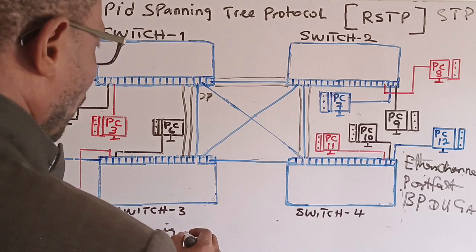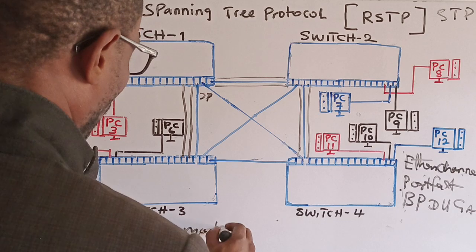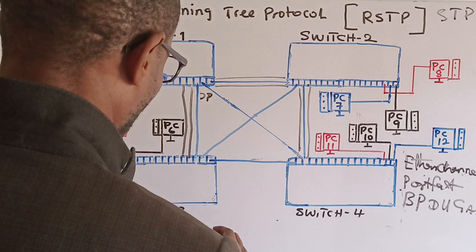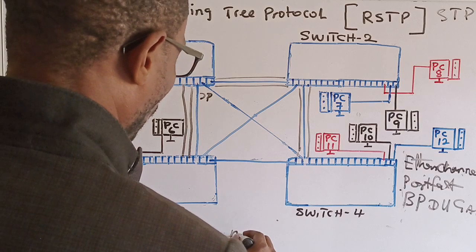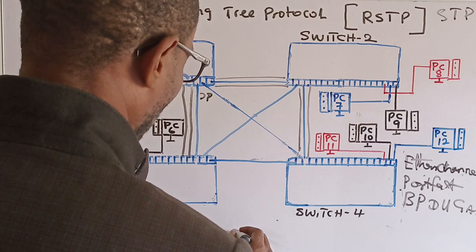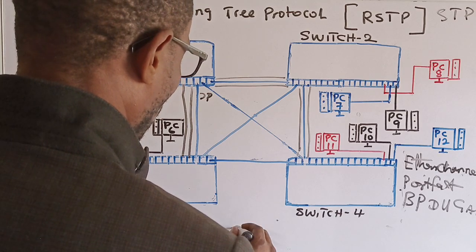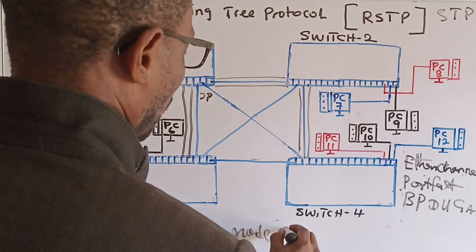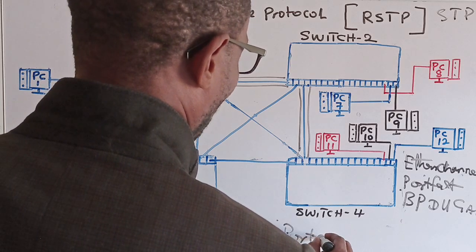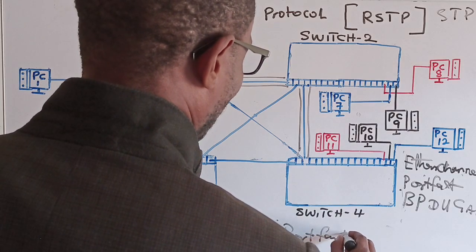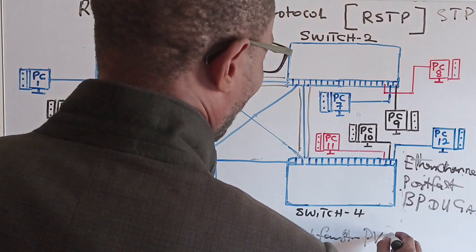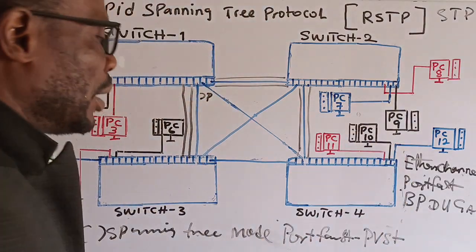From global configuration mode, you do this: spanning-tree mode, spanning-tree portfast default. You hit enter.